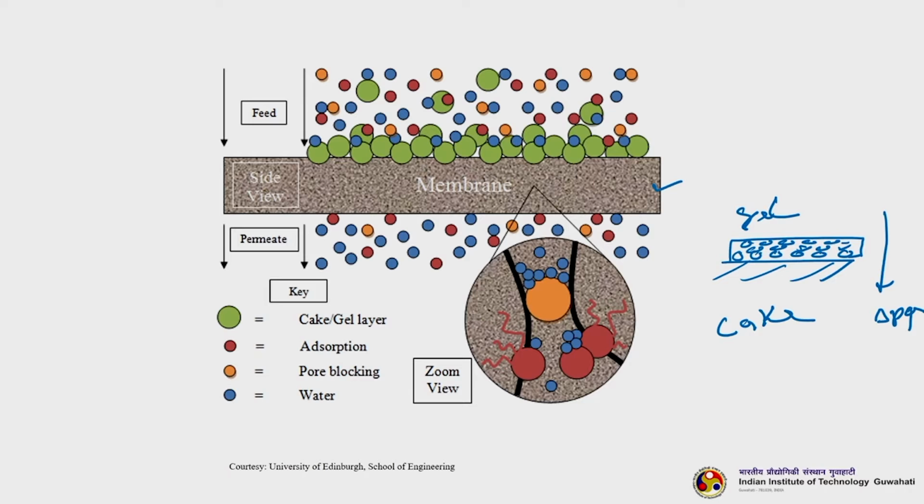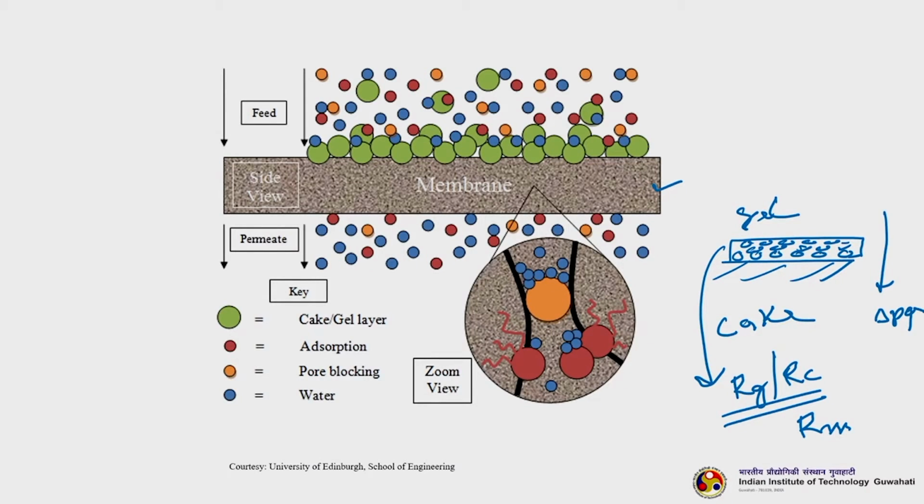Once it is formed, then what will happen? This layer is providing a huge resistance. So, we can call it a gel layer resistance or a cake layer resistance. This resistance will be much more than the resistance offered by the clean membrane, basically the Rm, the resistance due to the membrane thickness. So, now what will happen? The flux decline profile will be very severe, and the permeate flux, whatever you wanted to achieve, you will not achieve it, right.